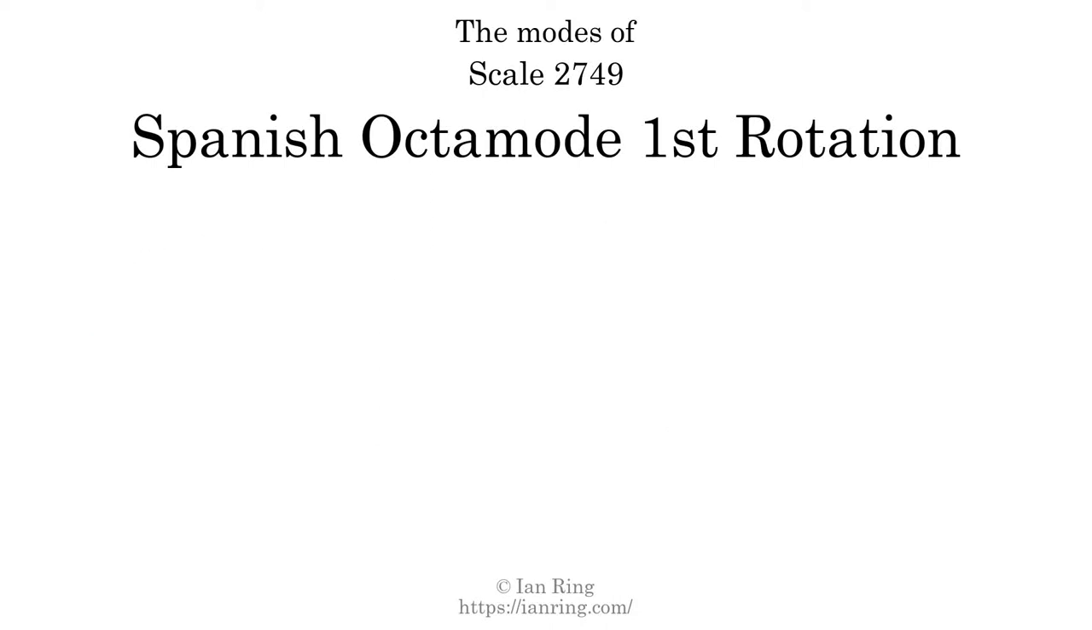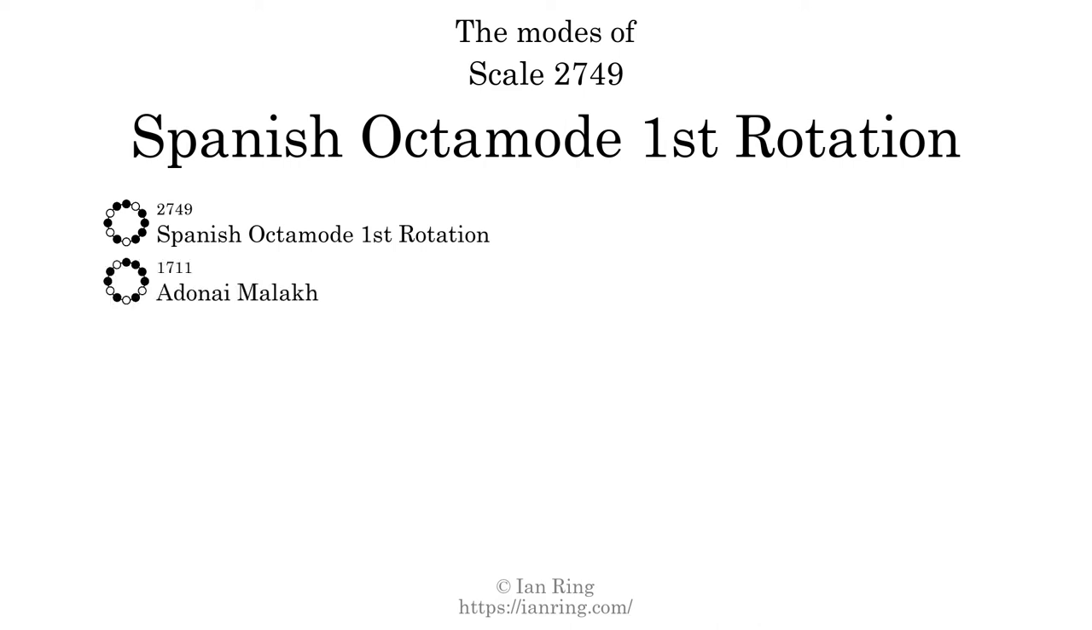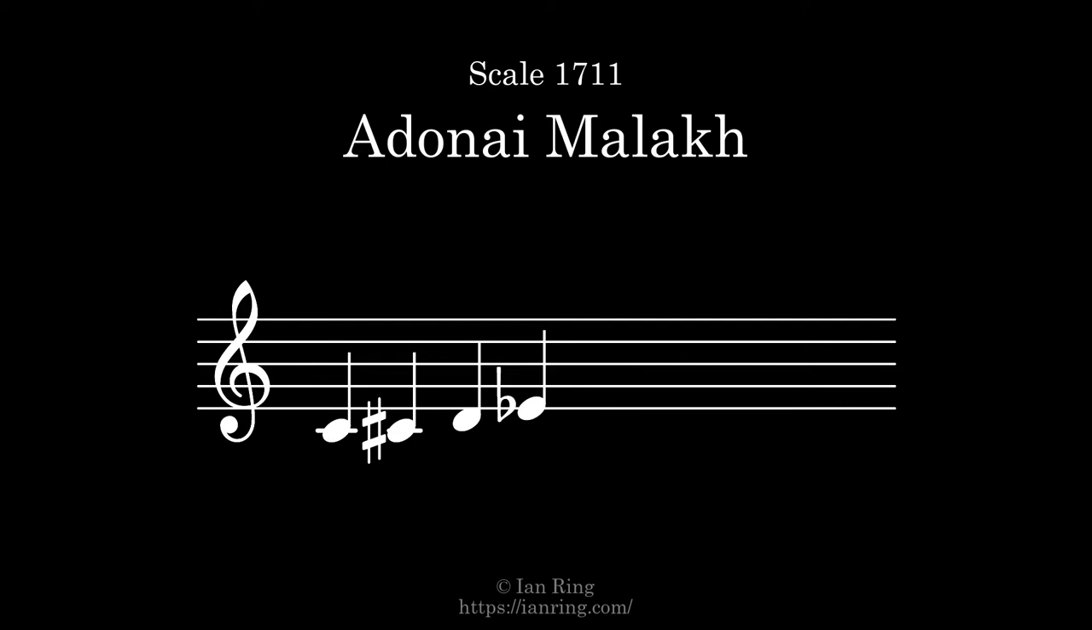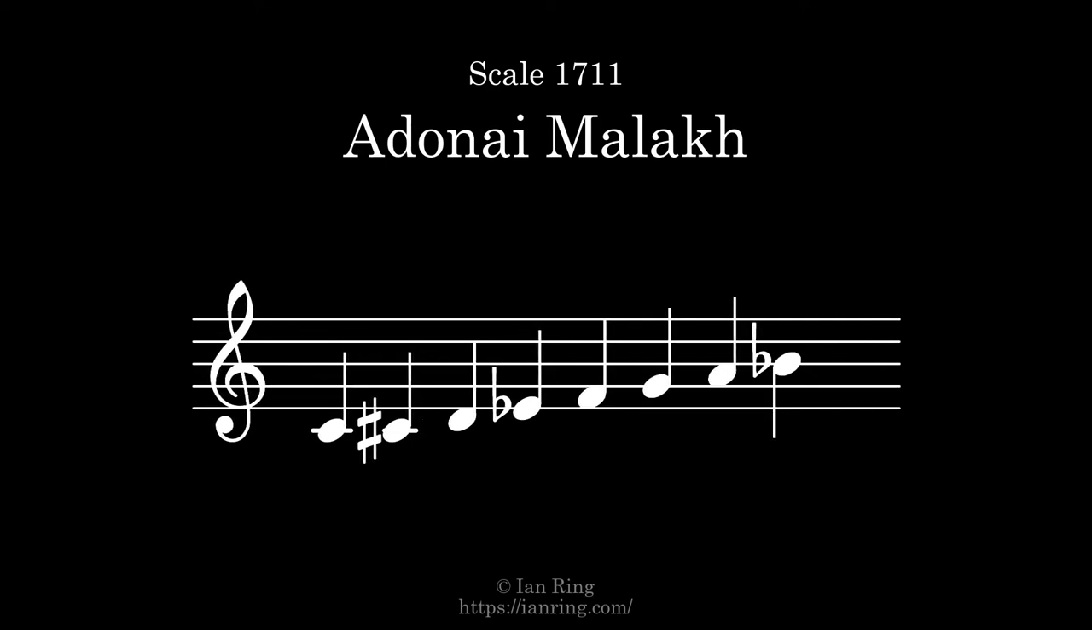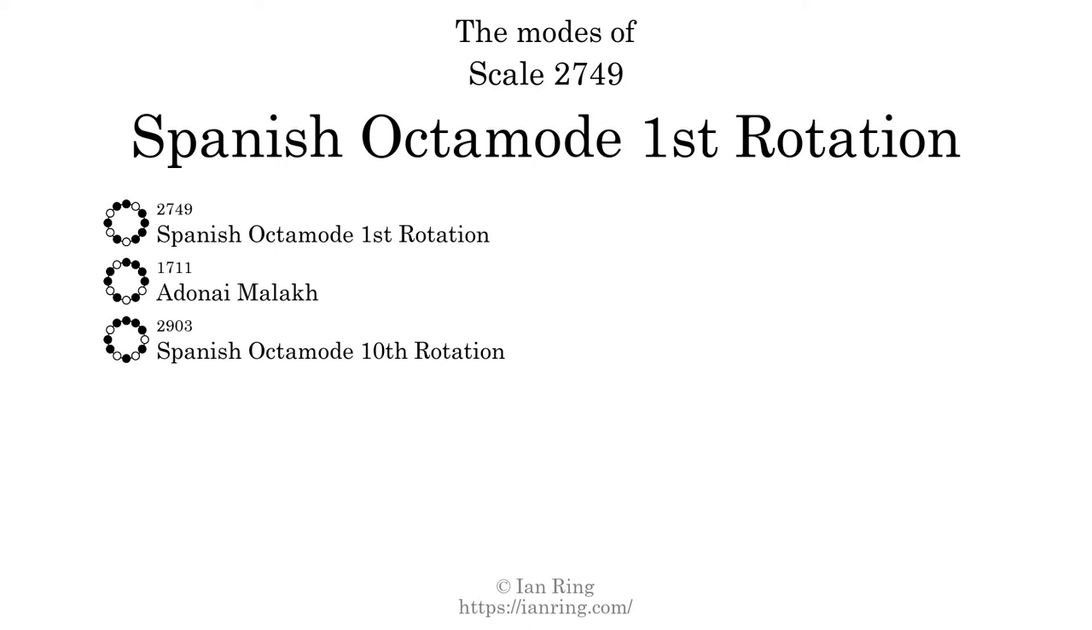This scale has 8 modes. The first mode is itself. The second mode is scale 1711, also known as Adonai Melach. It sounds like this. The third mode is scale 2903, also known as Spanish octamode 10th rotation. It sounds like this.